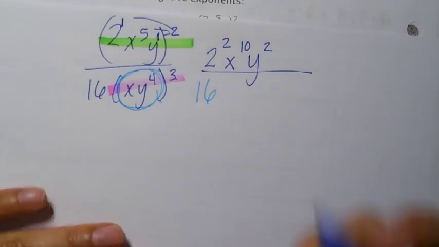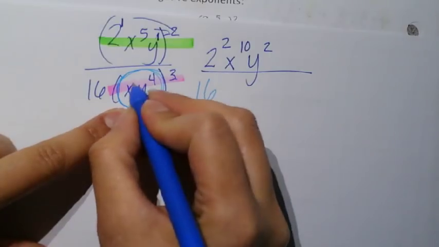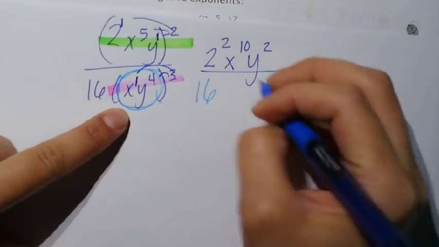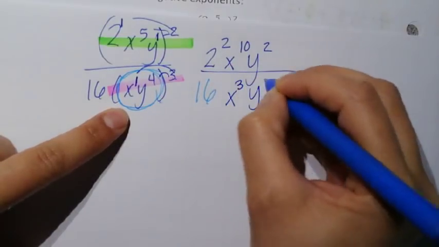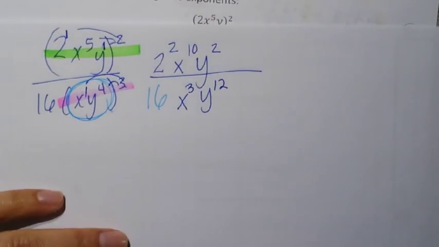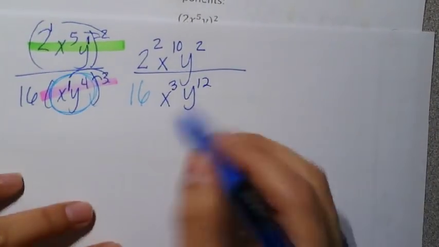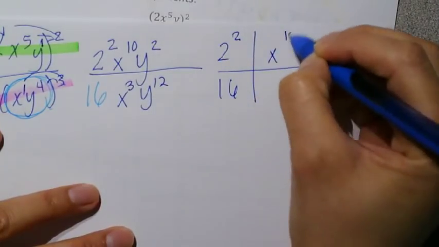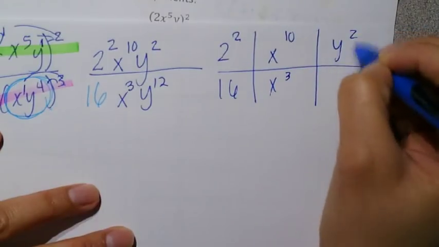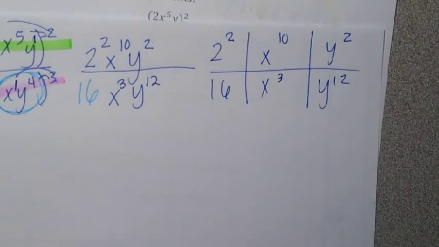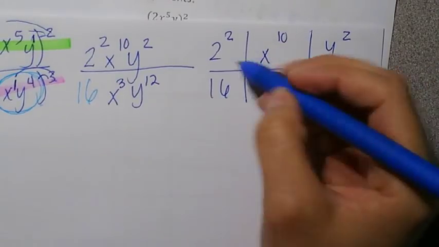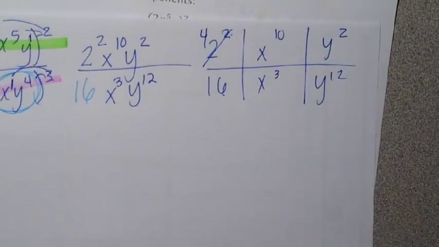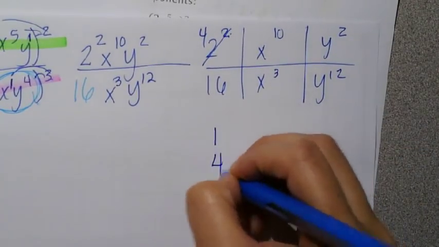So I'm just going to rewrite it over. Inside the parentheses, I'll give the power of 1 to x because it doesn't have any. And then I will distribute the power by multiplying. So x to the 3rd, y to the 12th. Okay? Right here, I'll rewrite it so it's a little bit larger. It's already kind of separated, and now we'll just simplify each one. So here, 2 squared would be 4. So I really have 4 over 16, which simplifies into 1 over 4.